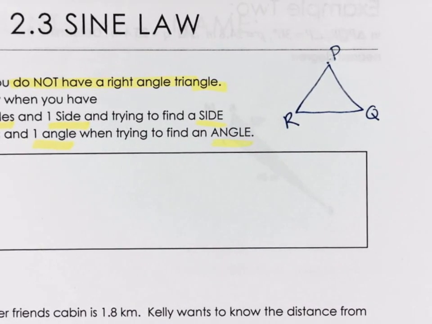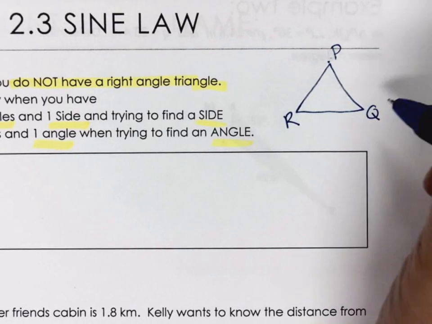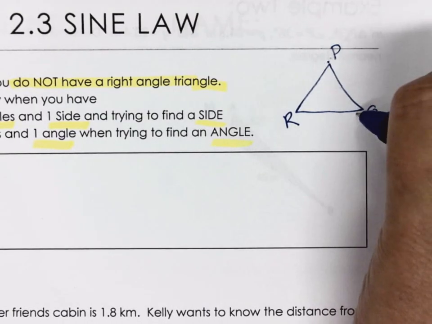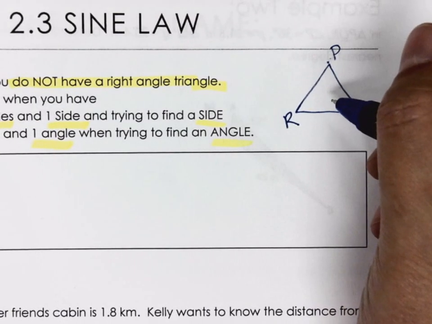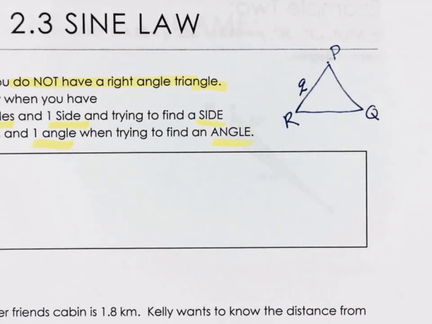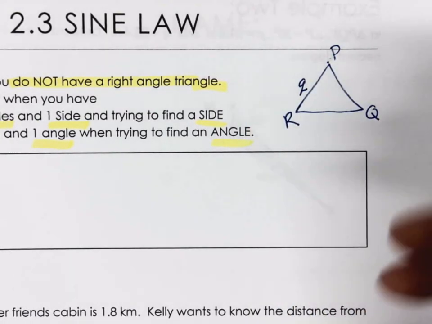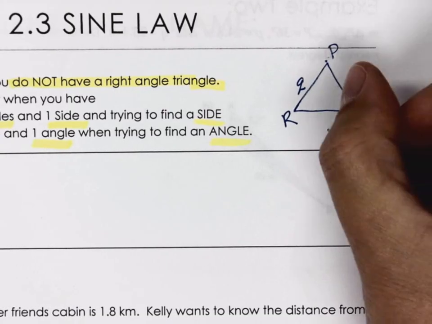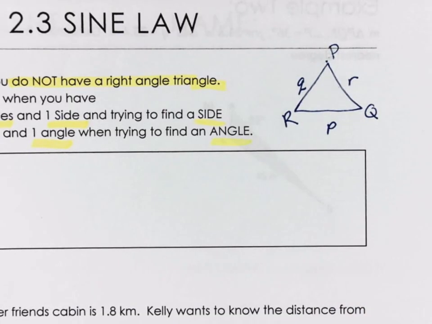Now the sides are directly opposite to the capital letters. So side Q is opposite to it. Right, so it's going to be right across. And we use lowercase letters for sides. So that's side Q. That's side R. And my capital P and my lowercase p look very similar.